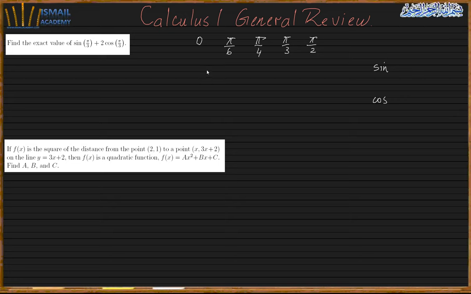Alright, so what you do here when you have those angles, we have 0, the first one, second one, third one, and the fourth one. I'm going to start with 0, 1, 2, 3, 4. Then what I do next, I take the square root of each one.